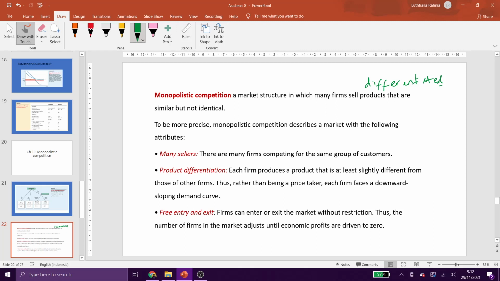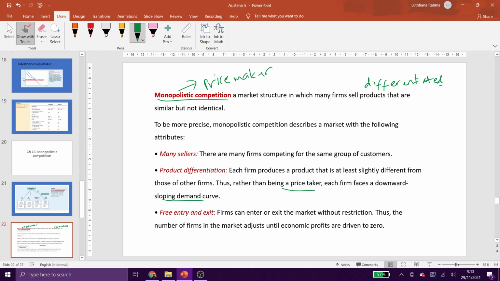Okay, to be more precise, monopolistic competition describes a market with the following attributes. There are so many sellers. There is product differentiation. So what is product differentiation? Each firm produces a product that is slightly different from the product produced by other firms. Thus, rather than being a price taker, each firm faces a downward sloping curve. It means that the firms inside it are price makers.